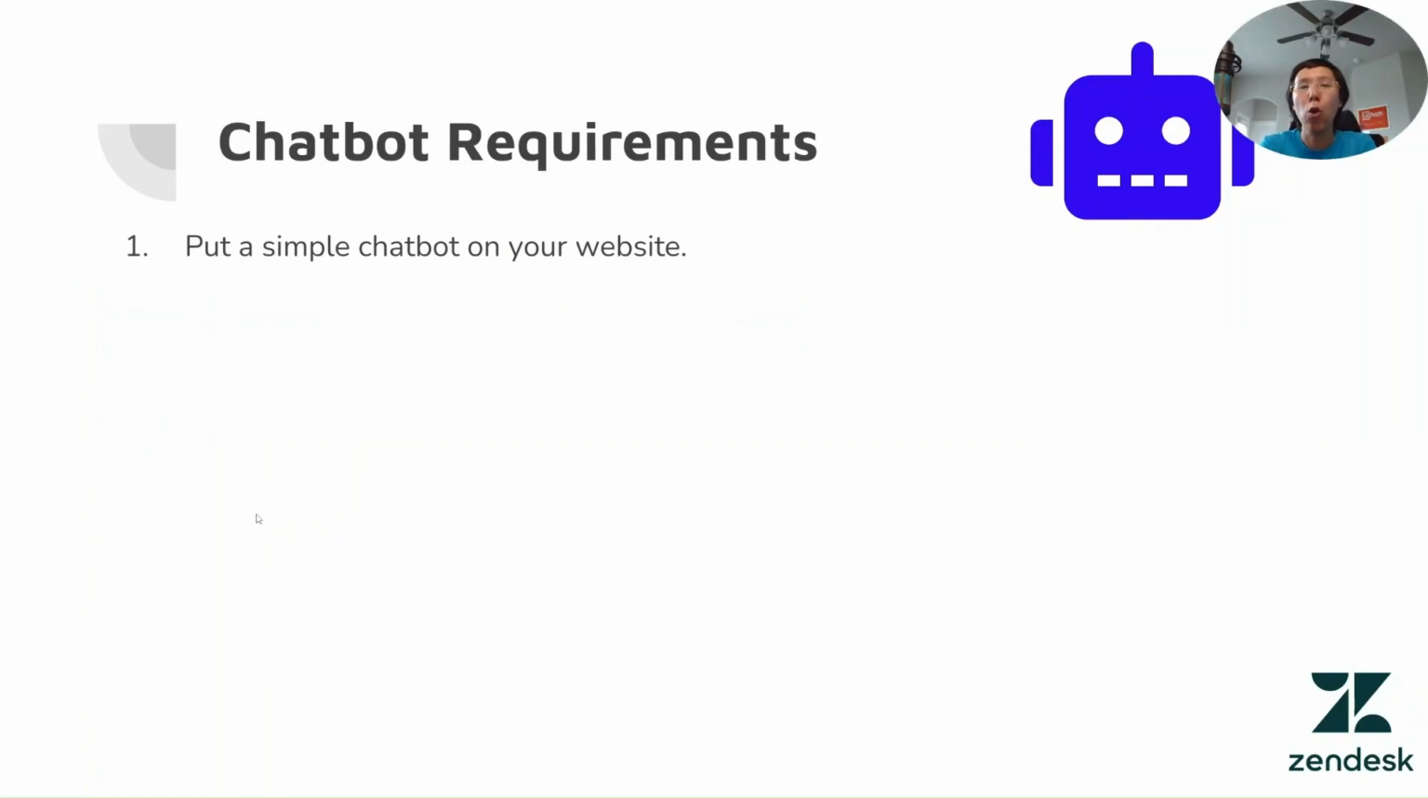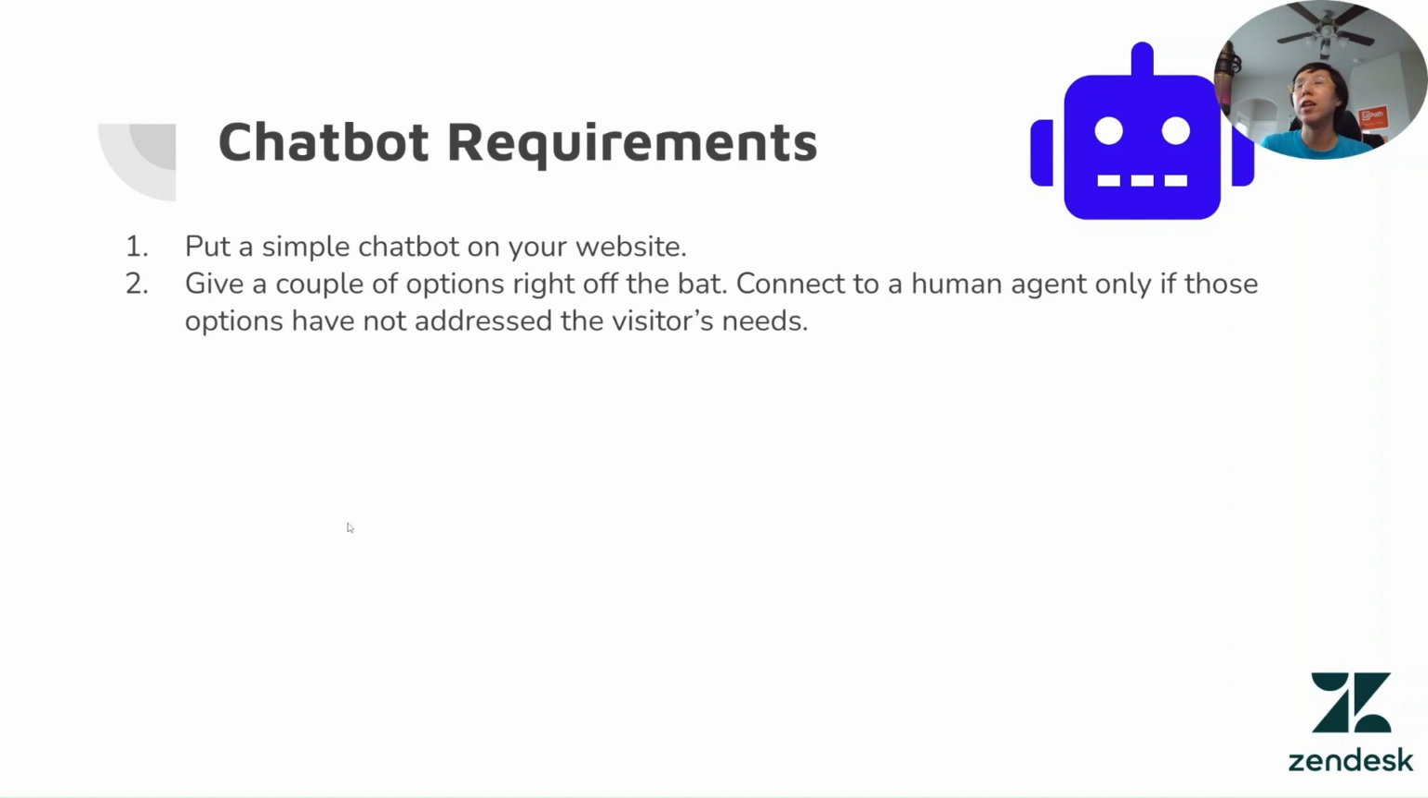Let's first talk about what we're going to build today. The requirements. We are going to build a simple chatbot that you can easily put on your existing website. And right off the bat, as a user comes on your site and starts a chat, we're going to give a couple of options, and they will be connected to a human agent only if those options have not addressed the visitor's needs. Because part of it is we also want the chatbot to alleviate human agents' bandwidth, right? So we're not going to be connecting to the human in every chat, only if it's needed.